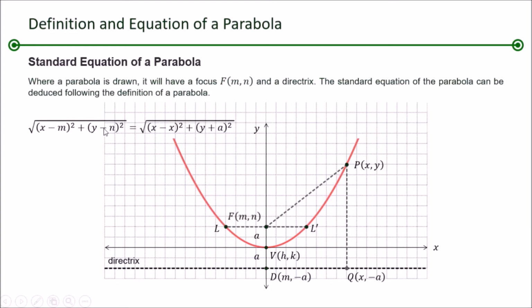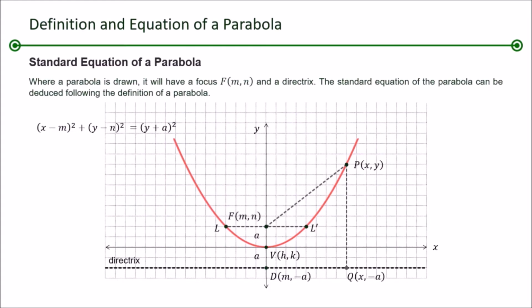Then squaring both sides of this equality to remove the square root sign, we'll have (x - m) squared plus (y - n) squared equals (y + a) squared. Next, we perform the square of binomial for the binomials y - n and y + a, resulting into y squared - 2ny + n squared and y squared + 2ay + a squared. We then transpose the terms y squared - 2ny and n squared to the right-hand side of the equation. Take note the change in signs.